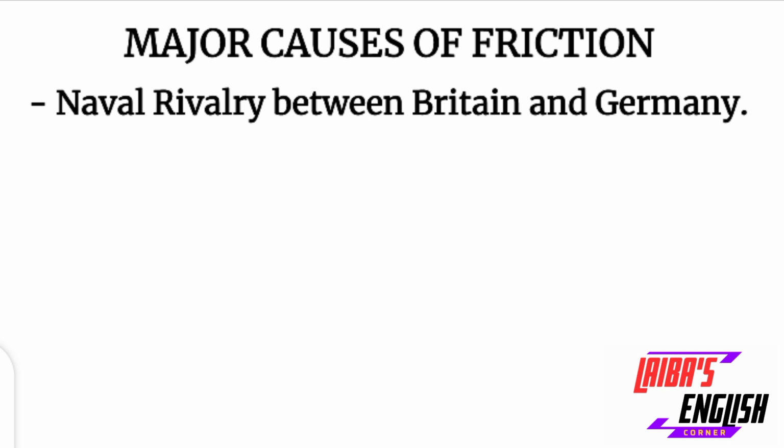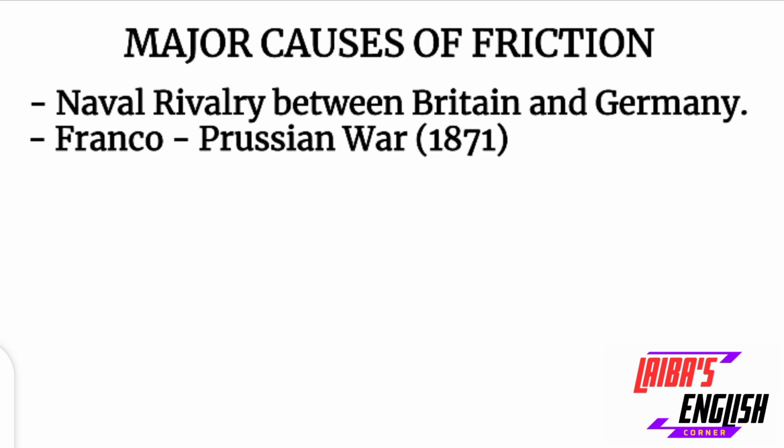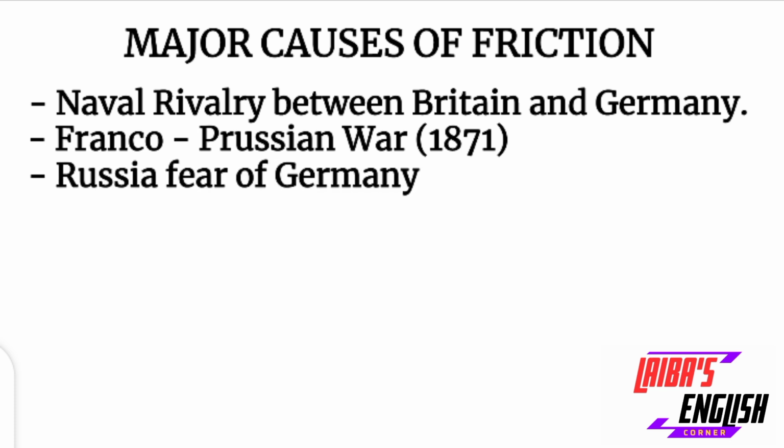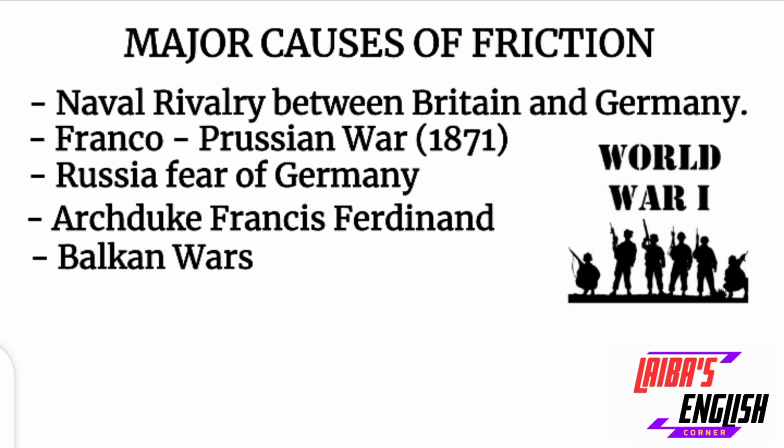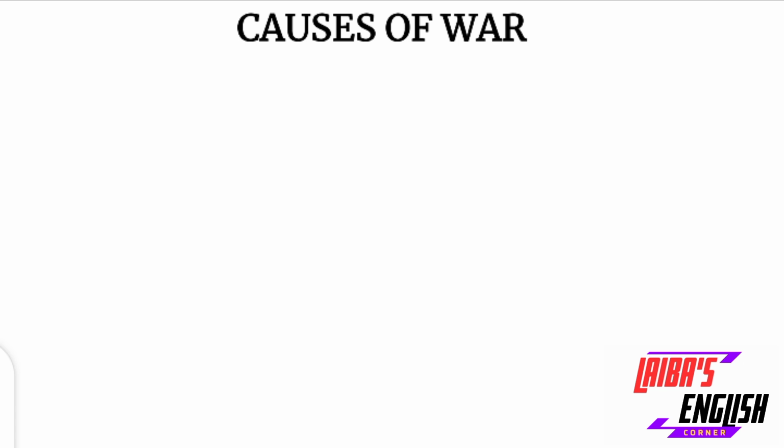Number one, naval rivalry between Britain, meaning the United Kingdom, and Germany. There was naval rivalry, naval attacks, naval advancement between these two countries. Second is the Franco-Prussian War, which happened in 1871, was a major cause of friction. Third, Russia's fear of Germany. Russia and Germany are neighbors, and Russians were fearing Germany because they were advancing in each and everything. Fourth main reason is the Archduke Francis Ferdinand assassination. Meanwhile, there were two wars happening in Europe, the First Balkan War and the Second Balkan War. They were major causes of friction too.